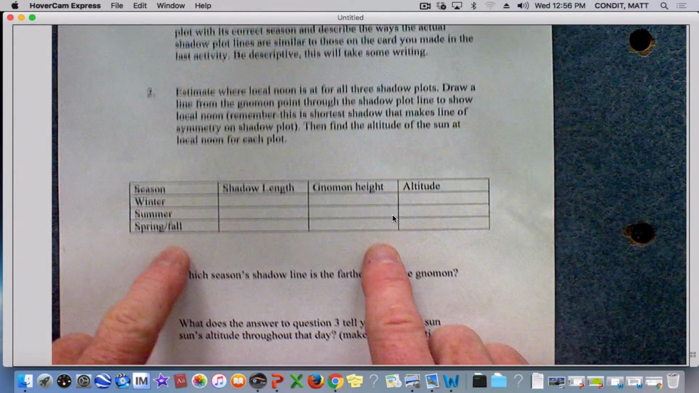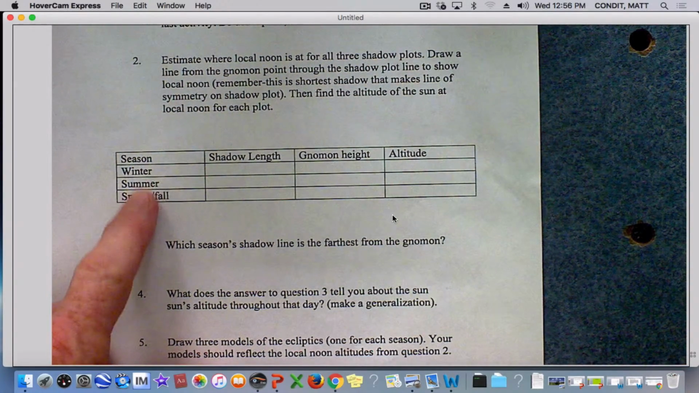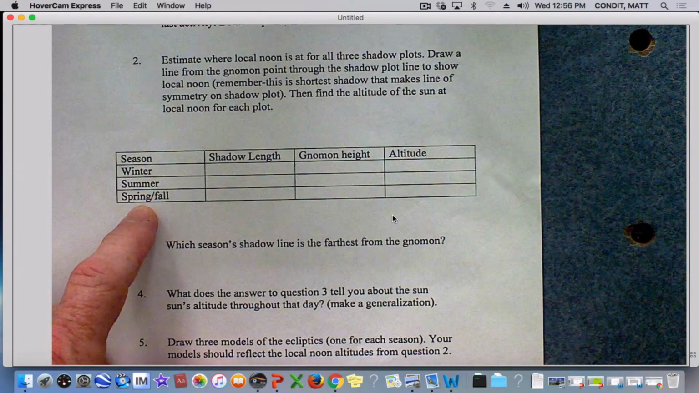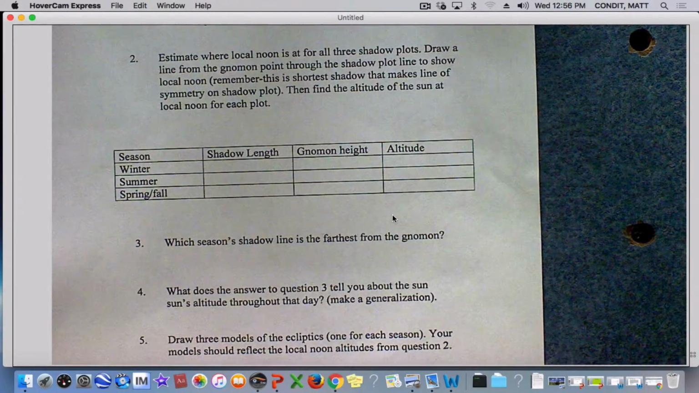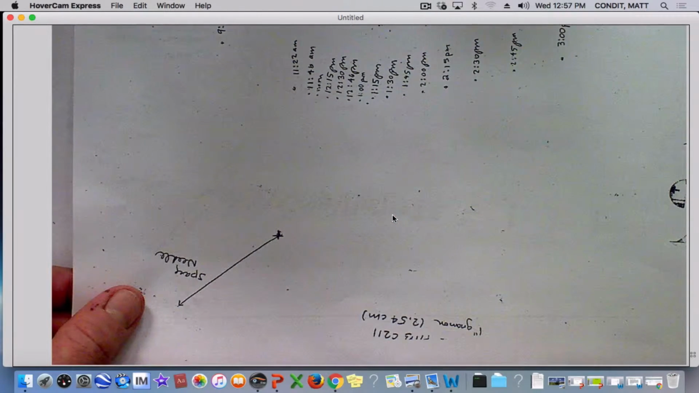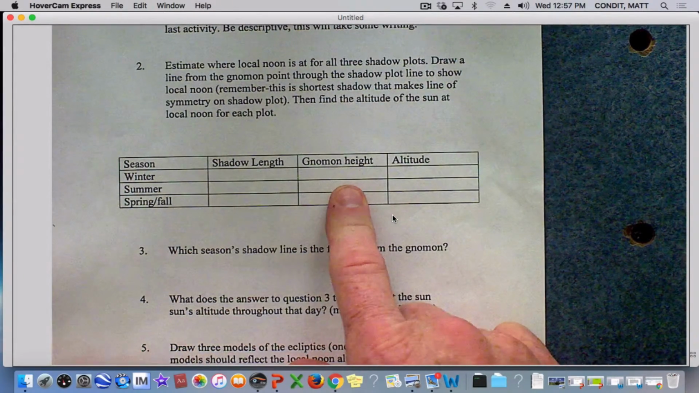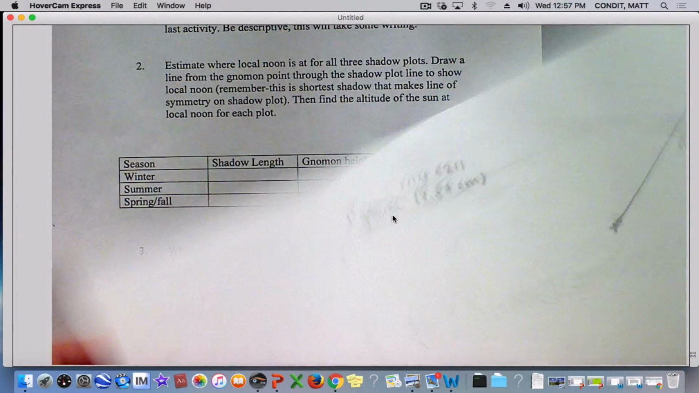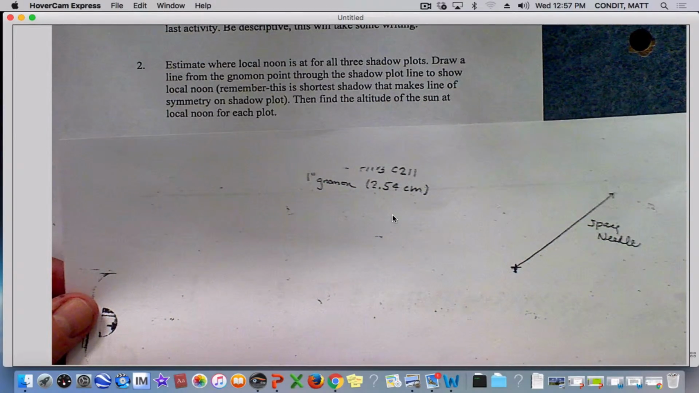Now, the reason that's important is you're going to have to fill this table in, and each of these wants the local noon altitude of the sun for the first day of winter, the first day of summer, and the first day of spring and fall. To do that, you're going to have to know the shadow length, and the shadow length is the distance from the gnomon to wherever the local noon line is. You just follow the local noon line that you made and measure it, just like we did before. Once you have the shadow length, you need to go to the gnomon height. Be careful, the gnomons on all of these shadow plots are slightly different, so make sure you read that off of the paper.